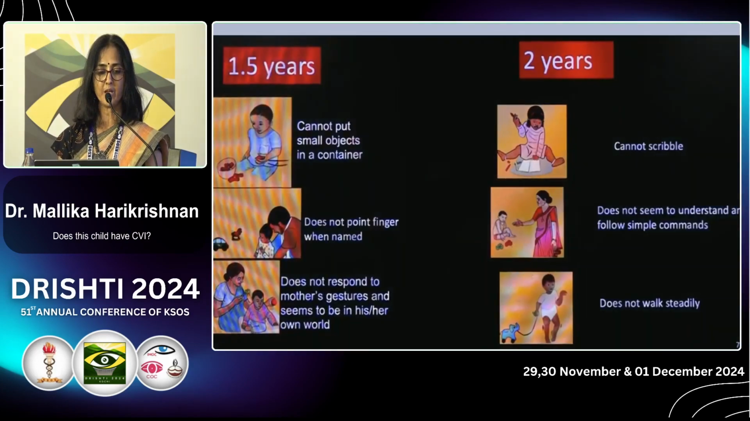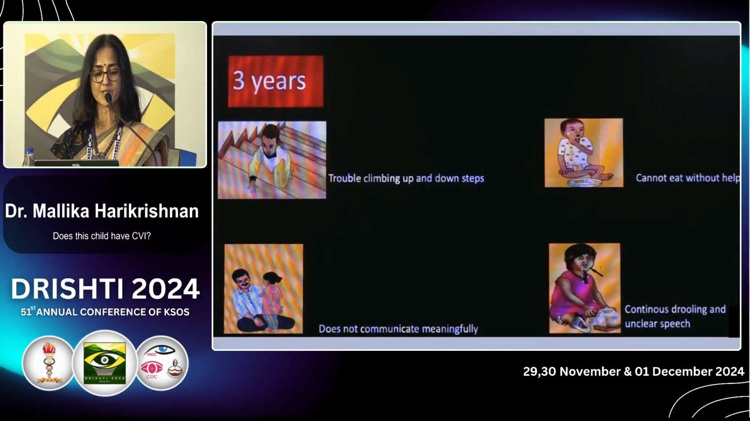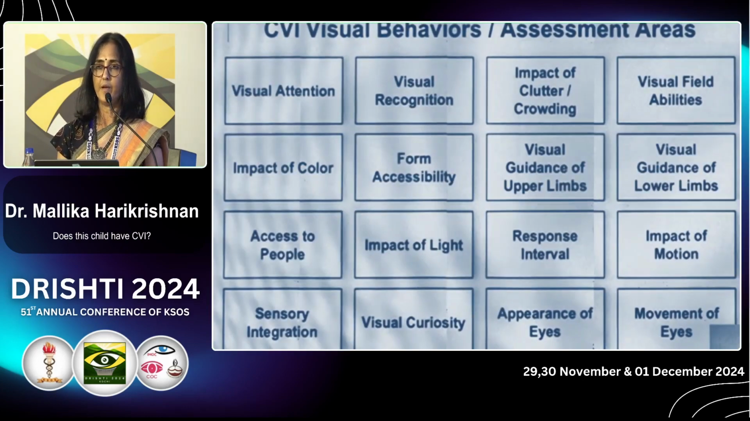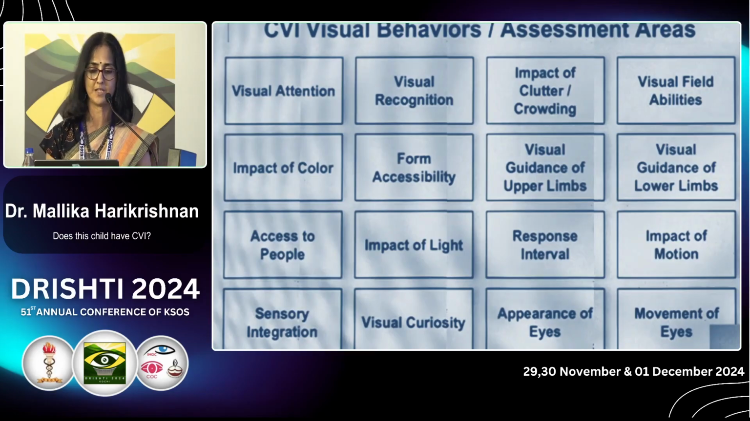from the floor. By 1.5 years, he cannot put small objects in a container, does not point fingers when named, does not respond to mother's gestures and seems to be in her own world. By 2 years, he cannot scribble, does not seem to understand or follow simple commands, or does not walk steadily. By 3 years, there is trouble climbing up and down the stairs, does not communicate meaningfully, cannot eat without help. There is continuous drooling and unclear speech. When you see such a child, you have to suspect there is some amount of developmental delay.